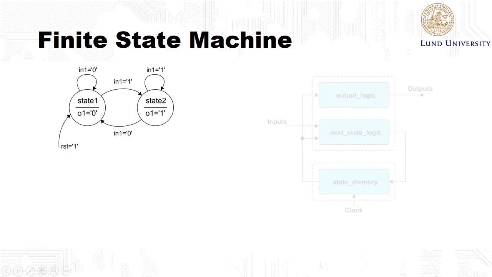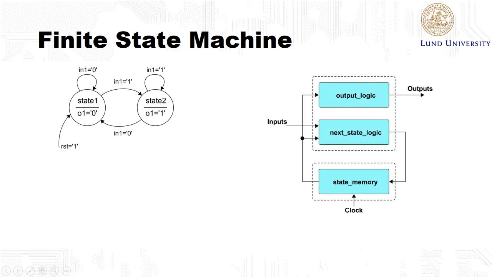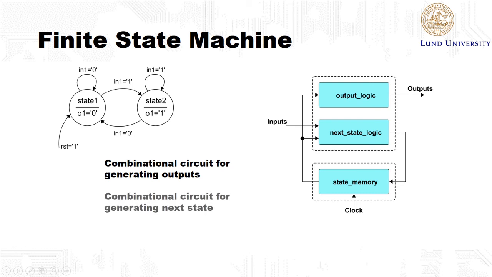When we implement a finite state machine by using digital circuits, we can divide our circuit into three parts. We have a combinational circuit that generates the outputs from the machine. We have one combinational circuit that generates the next state. And we have some memory that stores the current state of the machine.